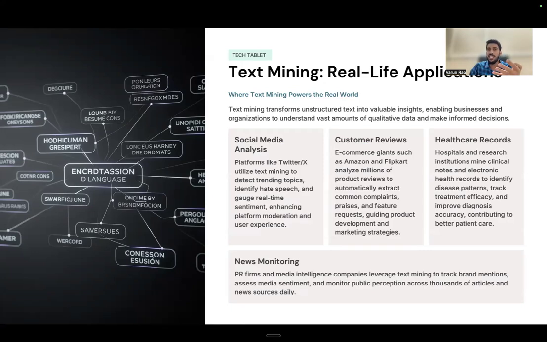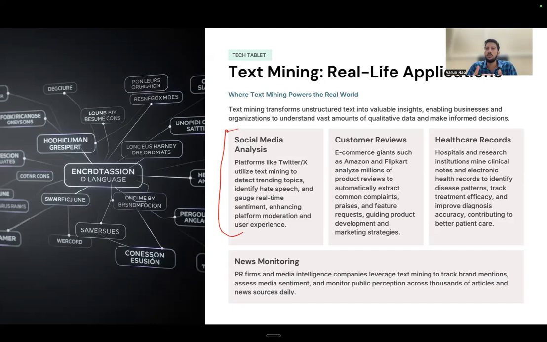Actually, we have four real life applications here. The first one is social media analysis. Okay. All these platforms like TikTok, Twitter, Instagram, all of these, you want to gauge real time sentiments to be able to better moderate or enhance the performance or experience of the user.